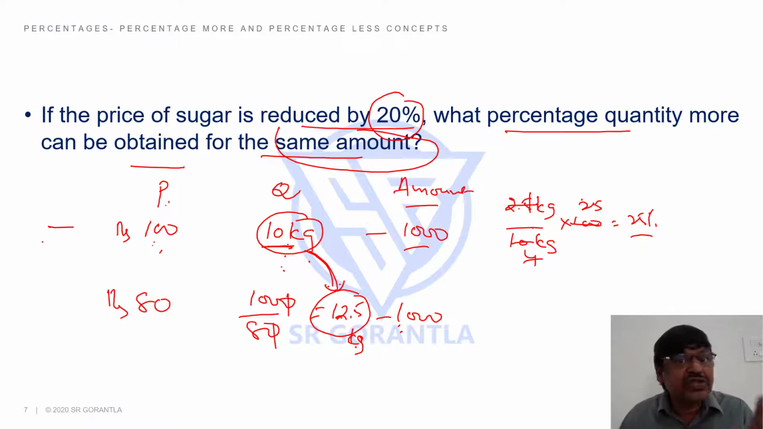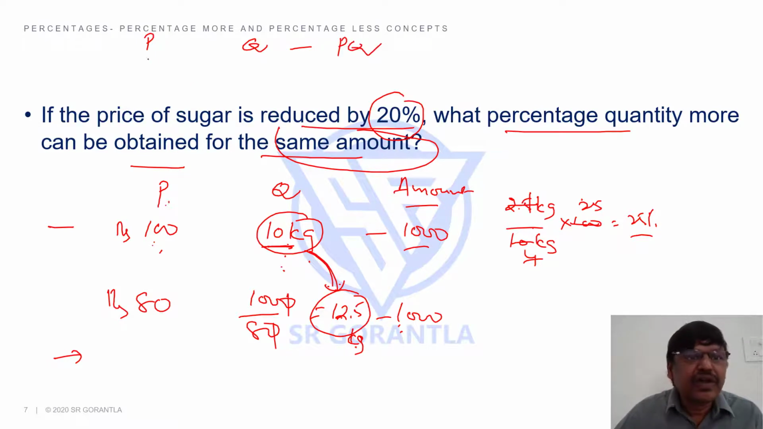As I said, same question, so there are three different approaches. What is the second approach? It is like this. If the price is P, quantity is Q, the expenditure is P into Q, PQ. Now the price is reduced by 20%, so the new price is 80% of the old price, or 4 by 5 of the old price.